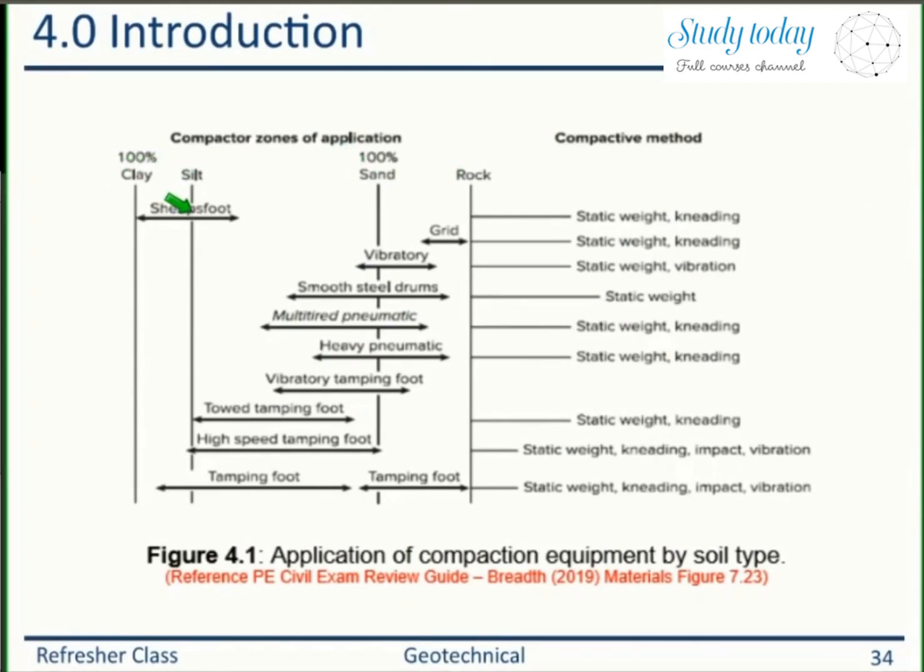For the silt, useful equipment could be sheepsfoot rollers, tamping rollers, high-speed tamping foot rollers, or two tamping feet, right? But for the clay, there is only one roller which is useful. That is your sheepsfoot roller. For the sands, there are many types of rollers you can use. For the rock, you could use grid rollers or tamping foot rollers. So this is what this figure has shown, and this is what you have to understand, Edwin. Okay?